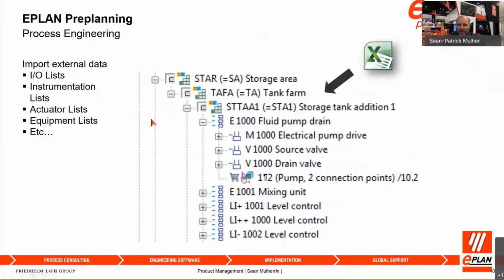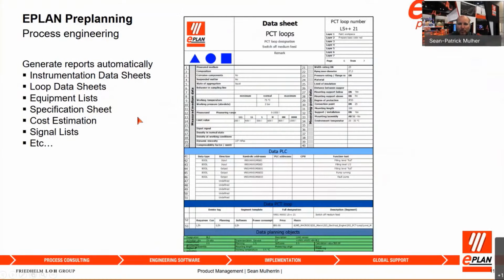Additionally, importing the data, as I just mentioned, from external sources can help you create data for your system easily in a structured environment. Pre-planning provides you the option to generate reports: data sheets, specification sheets, equipment lists, cost estimation, signal list. All these types of reports that are today typically captured in Excel or using Word documents, you can easily generate in ePlan and then use further down the line or with your supply chain if needed.